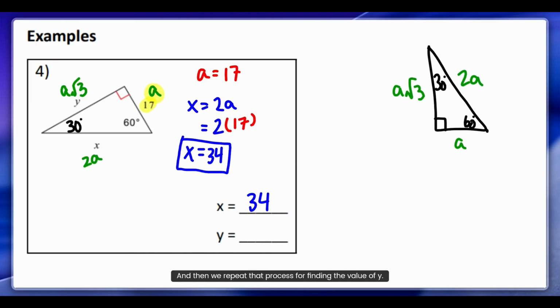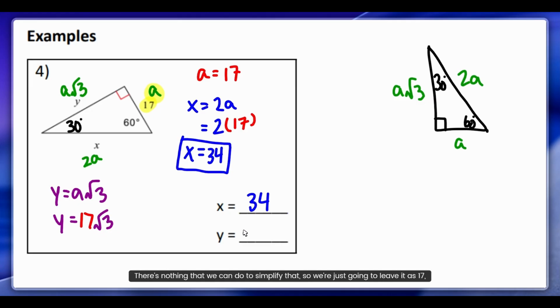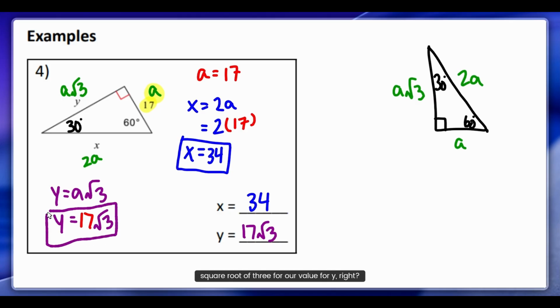And then we repeat that process for finding the value of Y. If Y is our A square root of 3 side, well, plug in our value for A. A is 17. So we're going to plug in 17 here, and then times square root of 3. There's nothing that we can do to simplify that, so we're just going to leave it as 17 square root of 3 for our value for Y. Right? So I said this in the previous video, but I'm going to say it again. With these special right triangles, A is going to be your best friend. Once you find A, it's just a matter of plugging things in. So let's go ahead and look at another example.